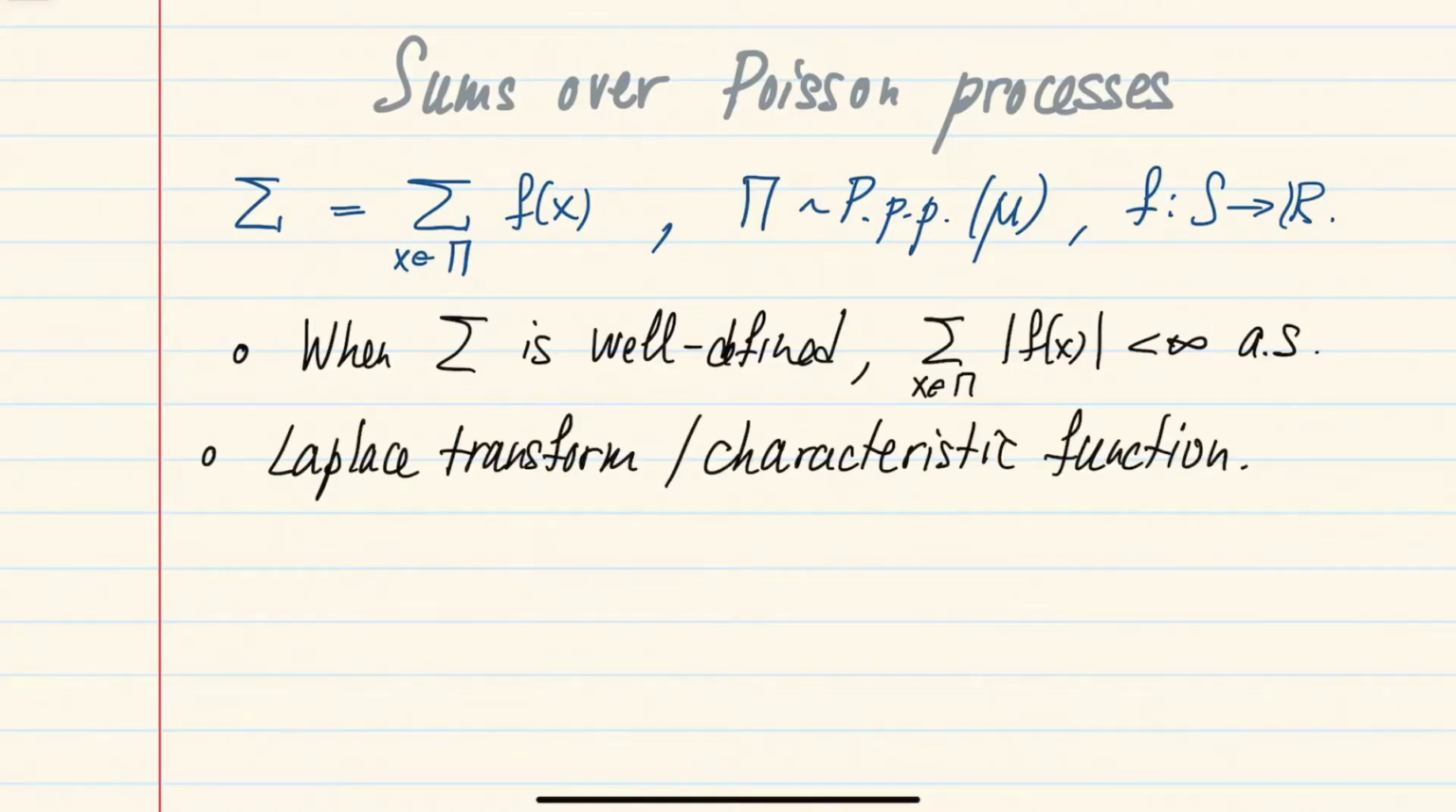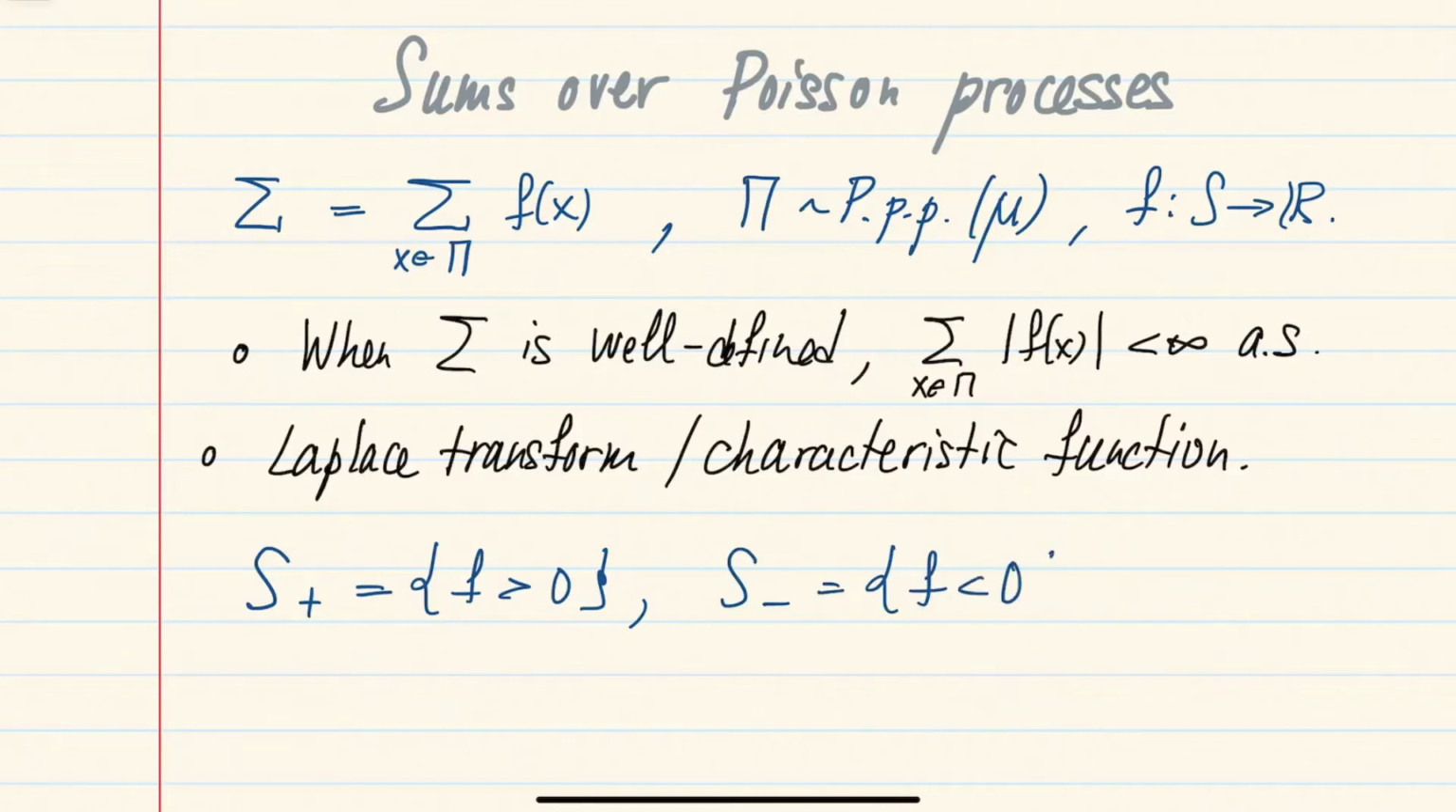Now, what we will notice right away is that if we consider a set where our function is strictly positive and another set where our function is strictly negative, the intersection of our Poisson process with these two sets results in two independent Poisson processes with the measure mu just restricted to those sets. That's by the properties that we proved in the previous section.